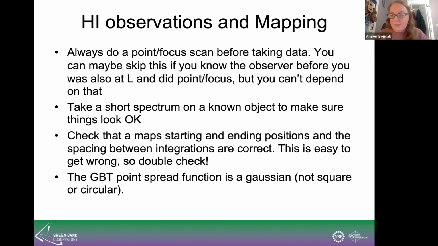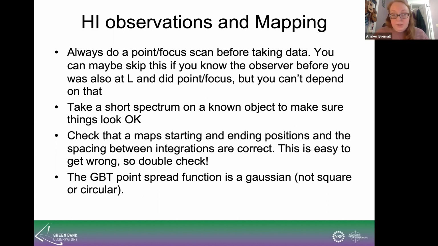This is kind of the same as pointing, but some people will do it by making an on-off pair or something. Check that a map's starting and ending position and the spacing are correct. Last night, my group did a map and we didn't finish our second map. If we were to run that map again, we don't want to start from the beginning of the map. We would have to go in and adjust the map. I don't remember, we were at like row 6 or 7 or something. So we want to edit our script so that when we run it again, we don't waste time retaking the lines of the map we've already done. We'll start where we left off.